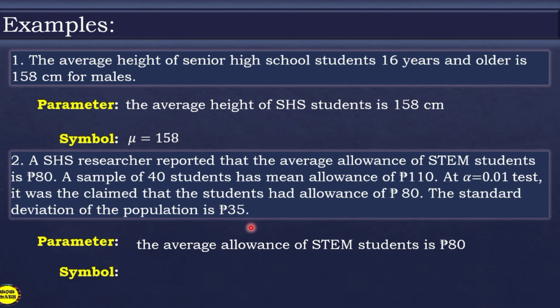So that is the average allowance of STEM students is 80 pesos. So, since "is" yung ginamit natin, so equal yung gagamitin, kagaya sa number 1. And then, average ulit. So, therefore, yung pang-population mean yung gagamitin natin. Okay?